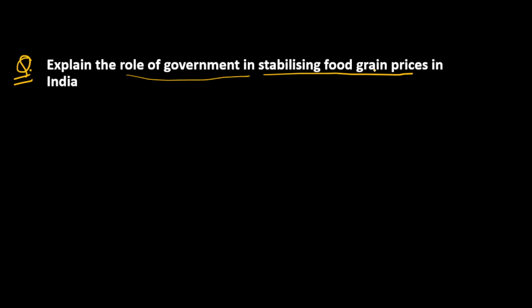Today's question is: explain the role of government in stabilizing food grain prices in India. So what is the role of government, how does government stabilize the food grain prices in India, what are the different types of mechanism through which there is impact on food grain prices. So we will see all of them, and this question was asked in the IFoS, that is Indian Forest Service examinations of 2022.